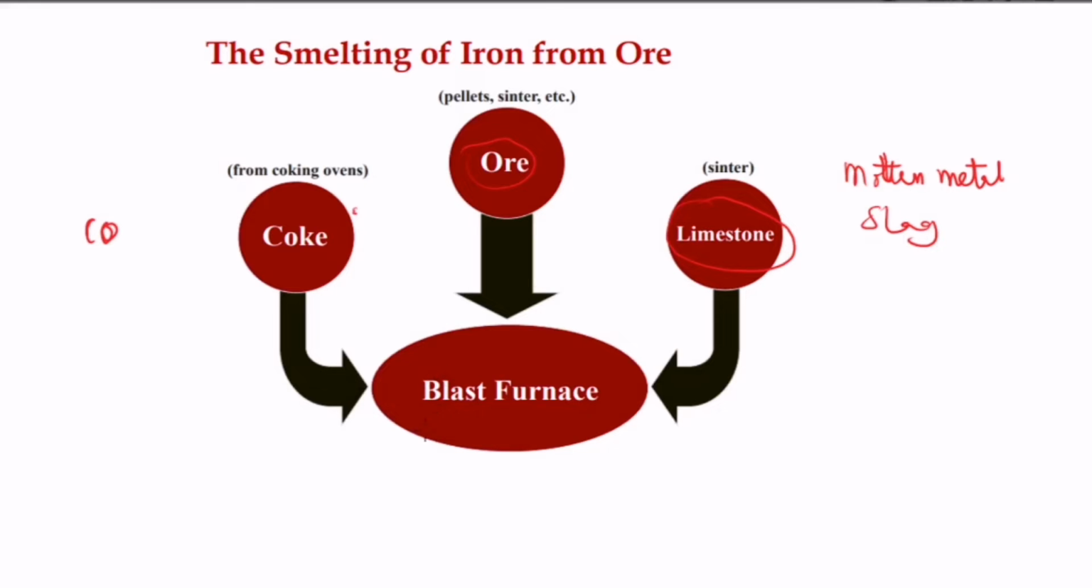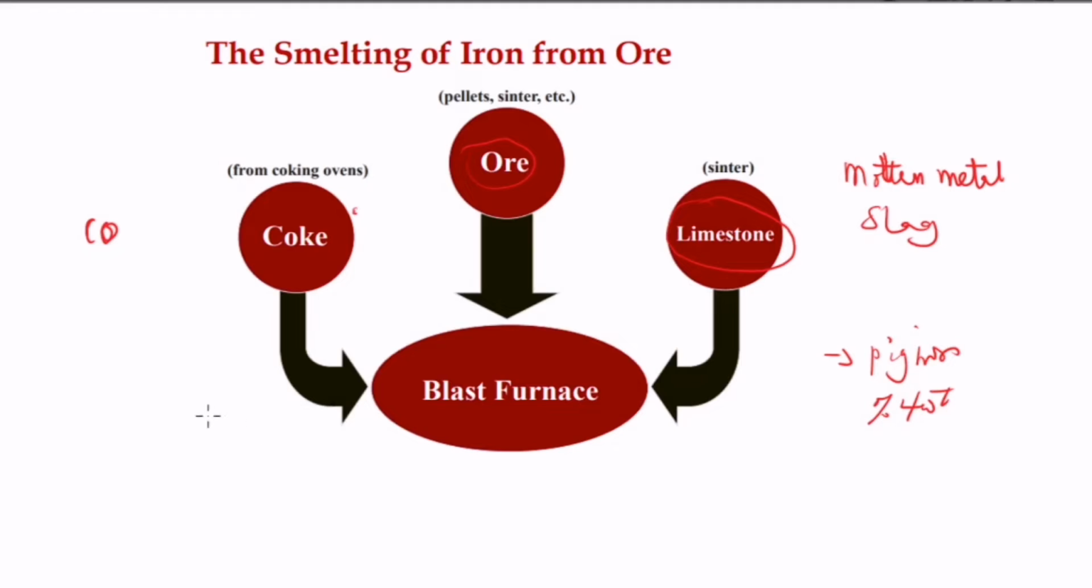The second one is that it acts as a source of carbon in the pig iron, because coke contains carbon. At the end of the blast furnace, what comes out is pig iron, and in the pig iron the percentage of carbon is 4%. So the coke also helps as a source of carbon in the pig iron, and eventually in the steel too.